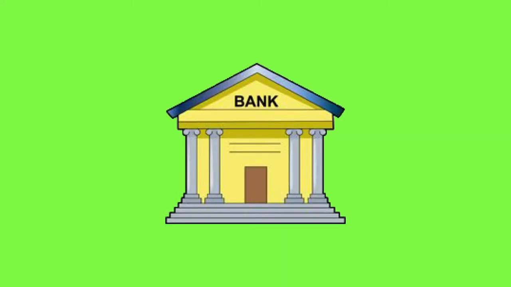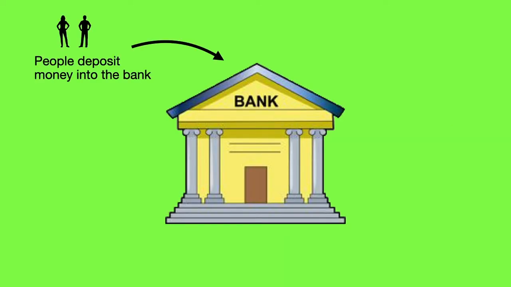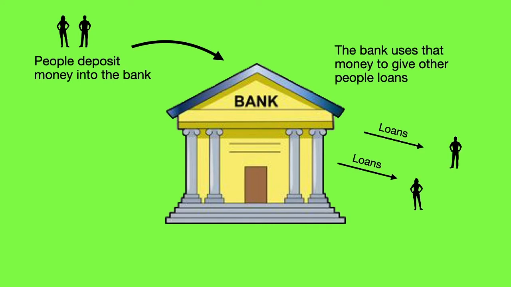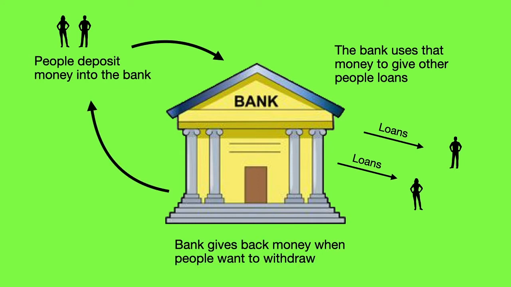So in the example of a bank, people give money to the bank, they deposit money into the bank. The bank uses it for giving other people loans and other services. And then at some point, the bank's going to give back the money that was deposited plus a fee for borrowing it. And this fee is called interest.